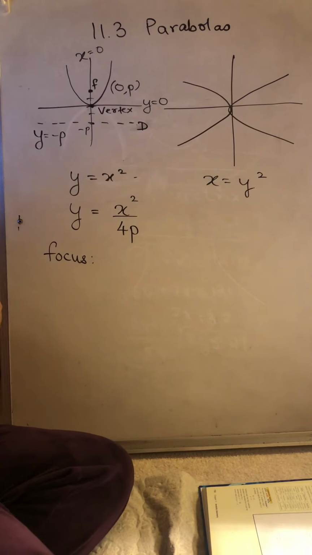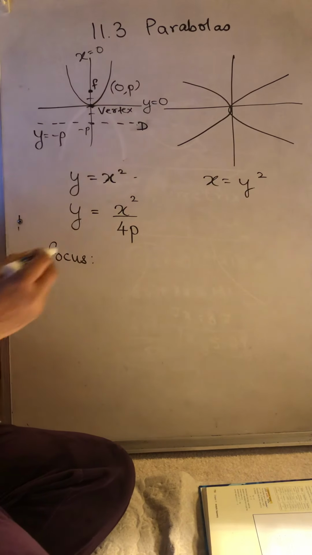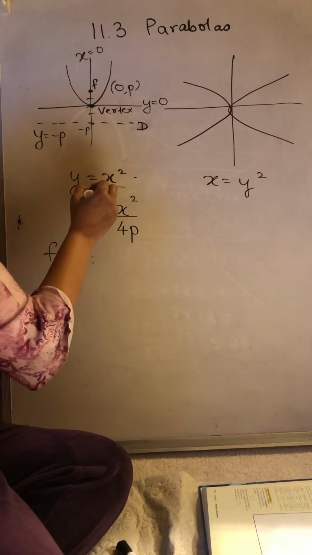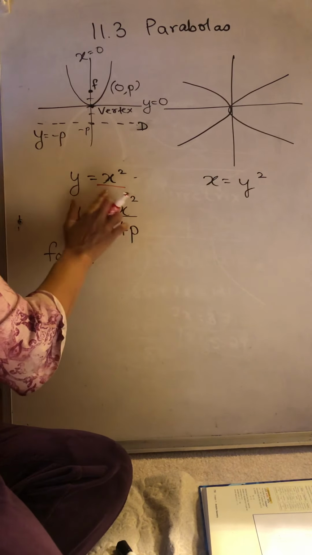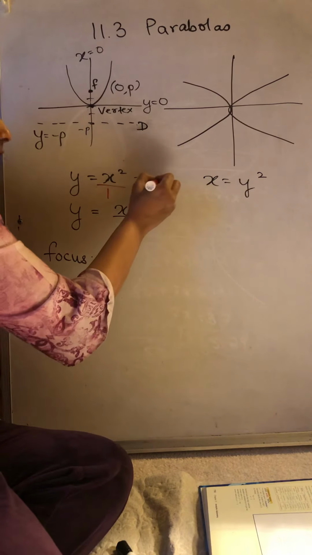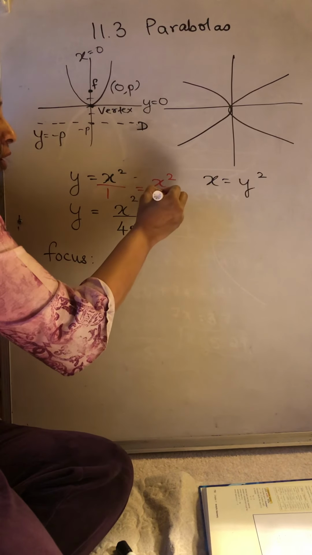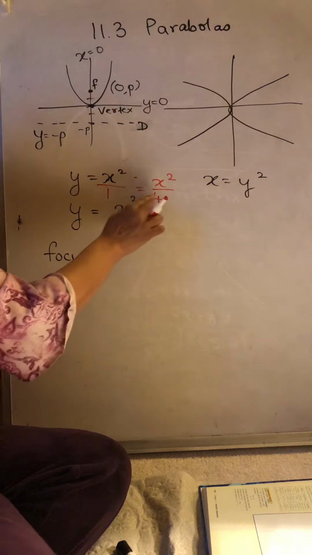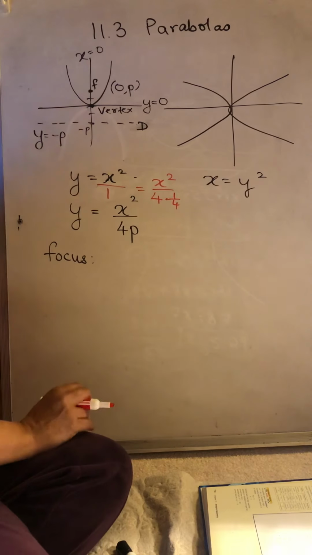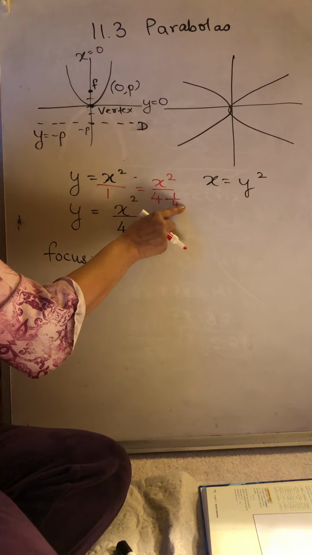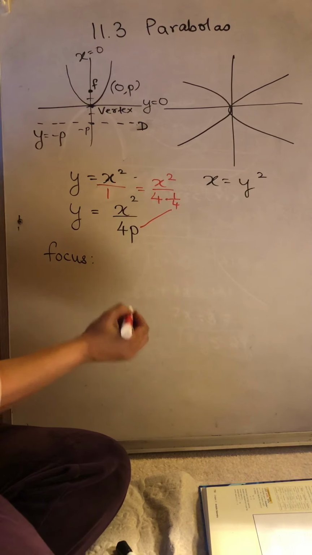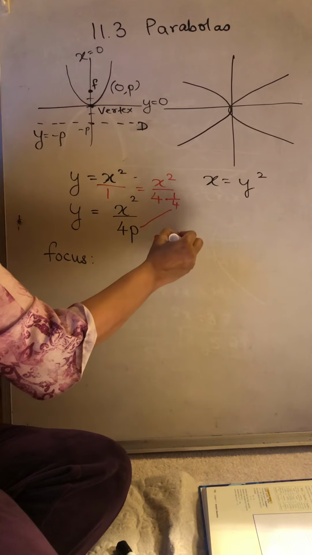So this was my original equation, y equals x squared. I want to make it look as if it's y equals x squared over 4 times something. This is actually y equals x squared over 1. But I want to write it as x squared over 4 times something. Now 4 times what will give me 1? 4 times 1/4. Right? Why am I writing it in this format? Because when it is in this format, I know my p is equal to 1/4. Right? I get p equals 1/4.